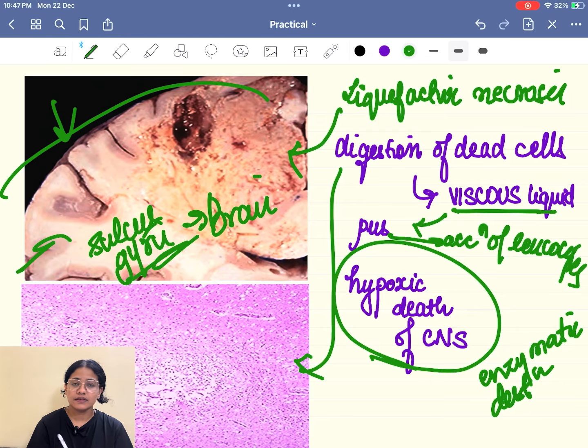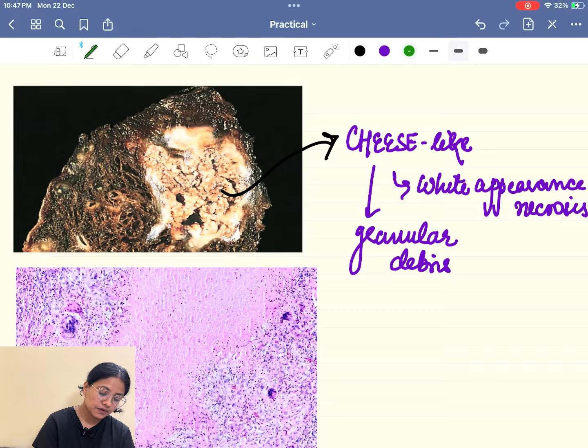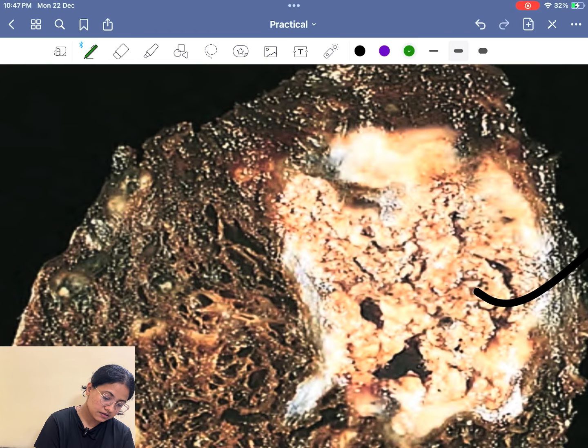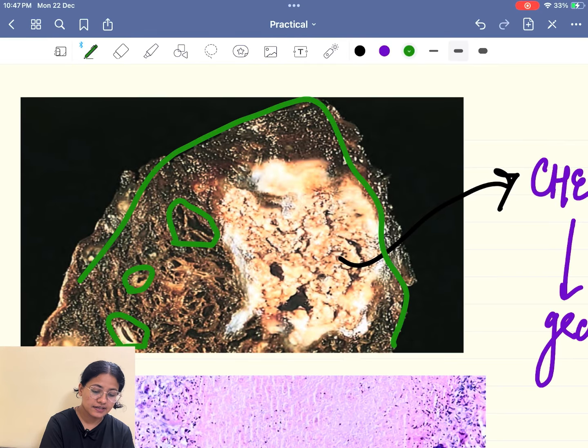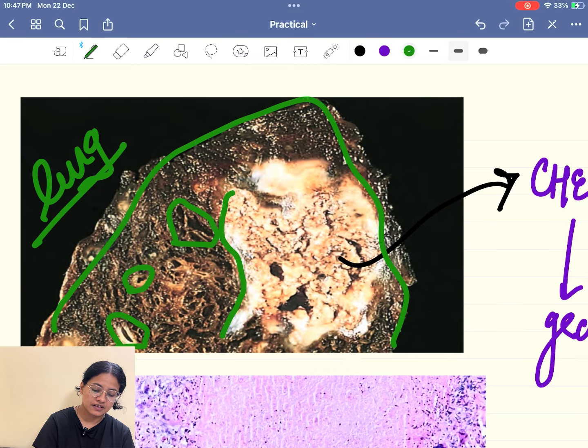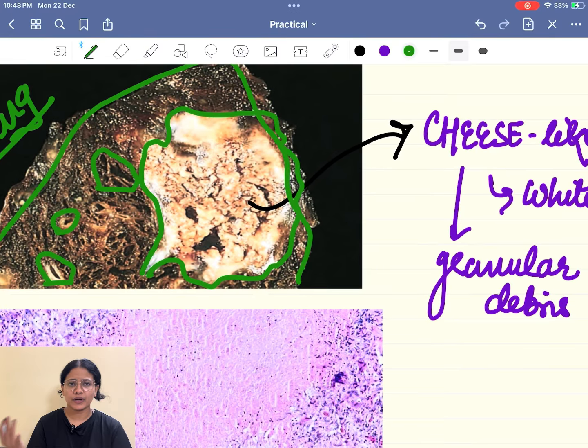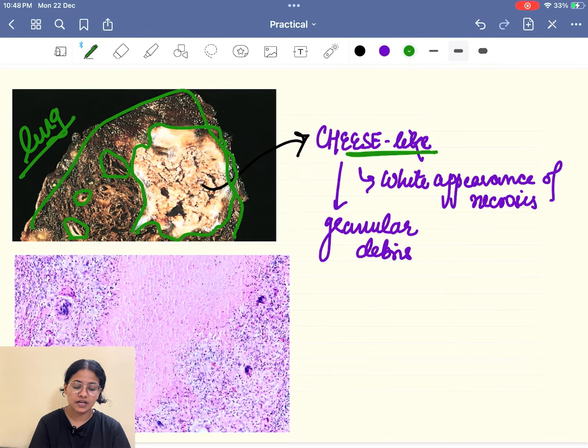Next, this is very famous. So if I ask you what is this tissue, what will you say? See, there are a lot of empty spaces, and this looks like an apex. Okay, so this is a lung, and in the lung if you see cheese-like material which is granular, dirty, this is a cheese-like appearance, a white appearance of necrosis, and there is granular debris.